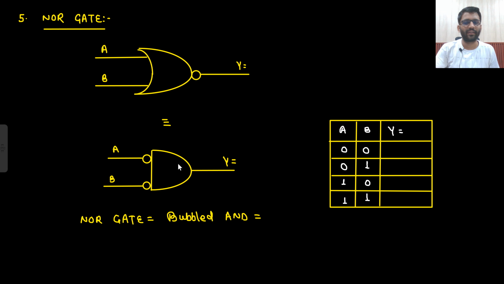Let's see NOR gate. So OR plus NOT. First there is an OR gate, A plus B, and then there is a bar. So how can you replace this? If you take individual bars, then plus will be replaced with dot.